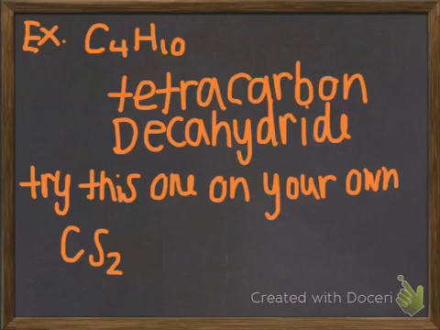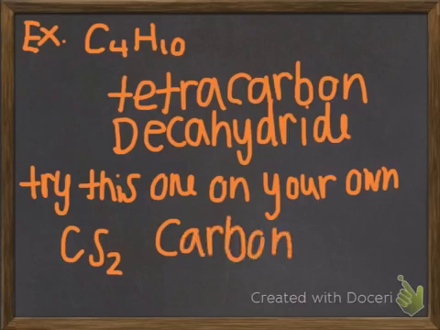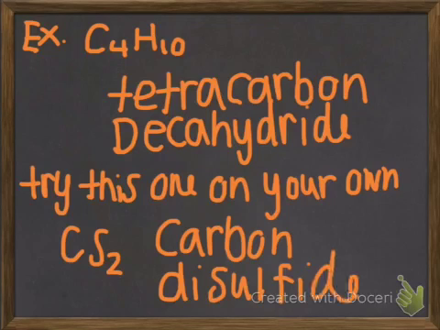So, now that you've had a little time to do this one, I'm going to show you the answer. So the answer to CS2 is carbon disulfide. This is the answer because carbon doesn't have any number with it, so it's just going to be carbon. And there's a 2 with sulfur, so we know that's going to be di, and we have to change the end of sulfur to ide, so it changes from sulfur to sulfide.